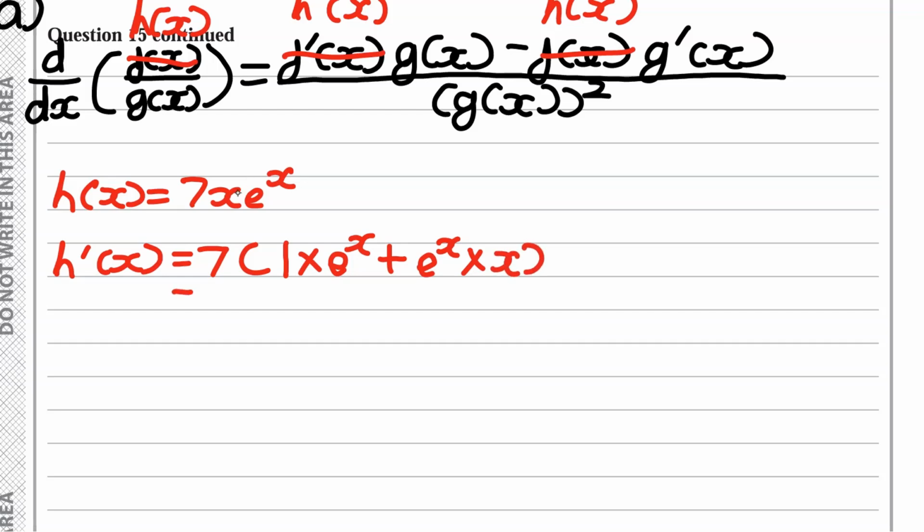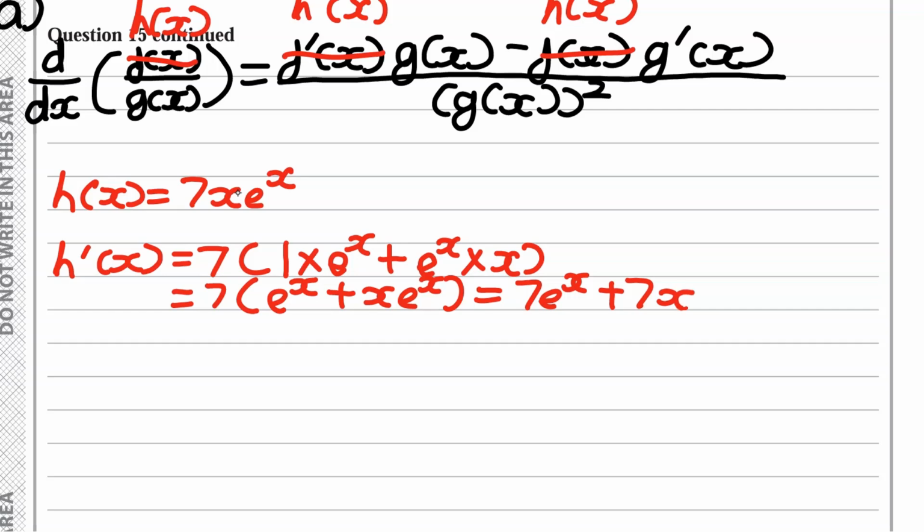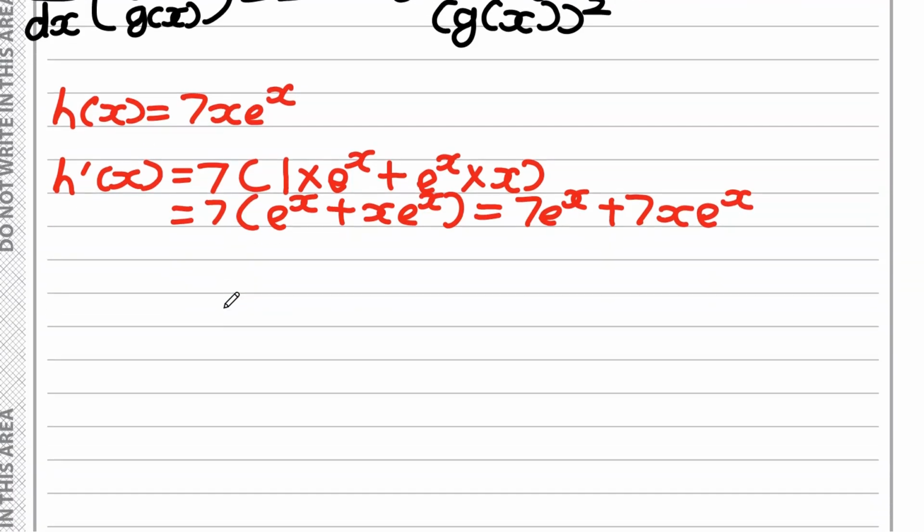And we can simplify this because it's going to be 7, and then 1 times e to the power of x is e to the power of x, and then this here is going to be x e to the power of x. And we can expand this bracket, so it's 7e to the power of x plus 7x e to the power of x. So this is h dash of x.